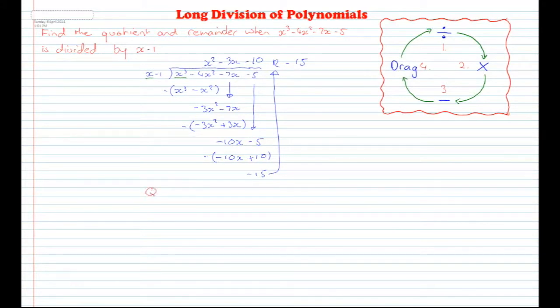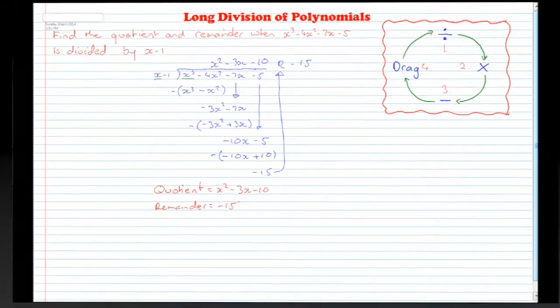So our quotient is equal to x squared minus 3x minus 10. And our remainder is equal to negative 15. And there we have it. When you divide x cubed minus 4x squared minus 7x minus 5 by x minus 1, you get x squared minus 3x minus 10 with a remainder of negative 15.